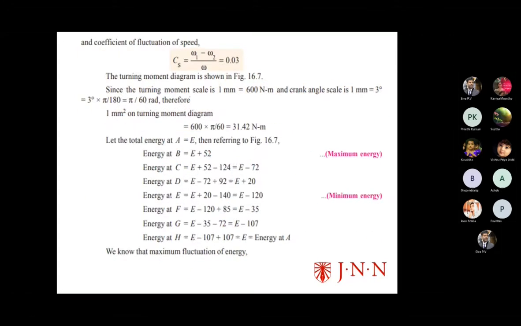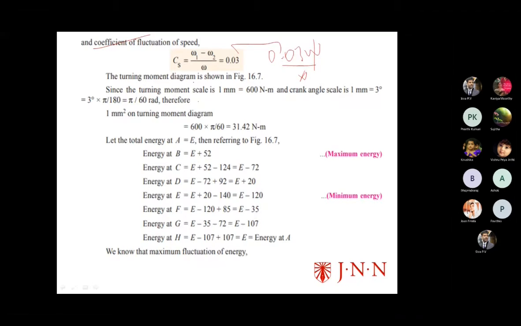So now the coefficient of fluctuation of speed C is equal to (omega 1 minus omega 2) divided by omega, and omega 1 minus omega 2 is 0.03 omega. In the division the omega cancels, so the remaining value is 0.03. Now the turning moment diagram.